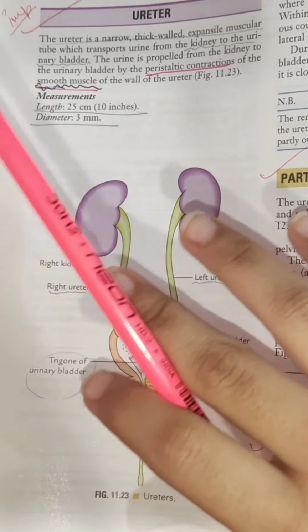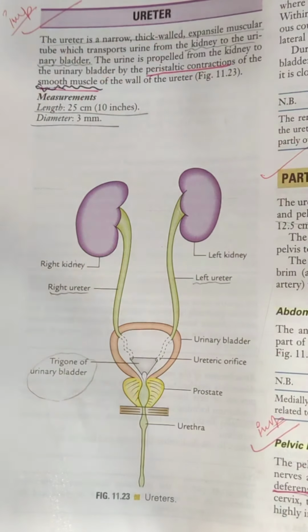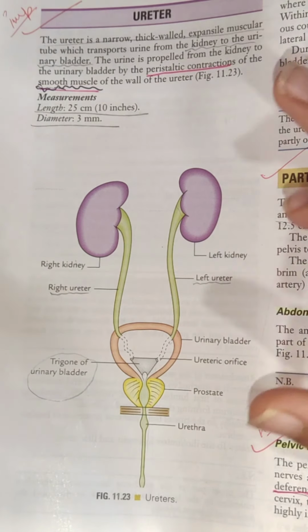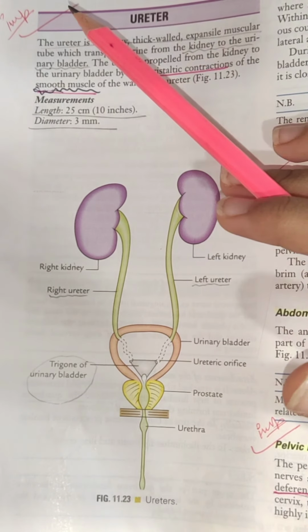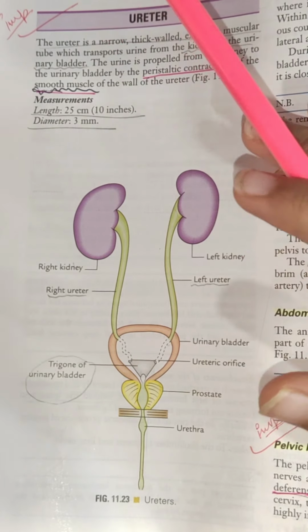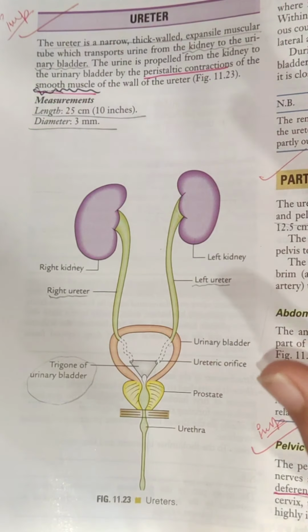So first we'll study about the measurements, course, parts and relations, then some of the sites of the anatomical constriction, arterial supply, venous supply, nerve supply and clinical correlations.